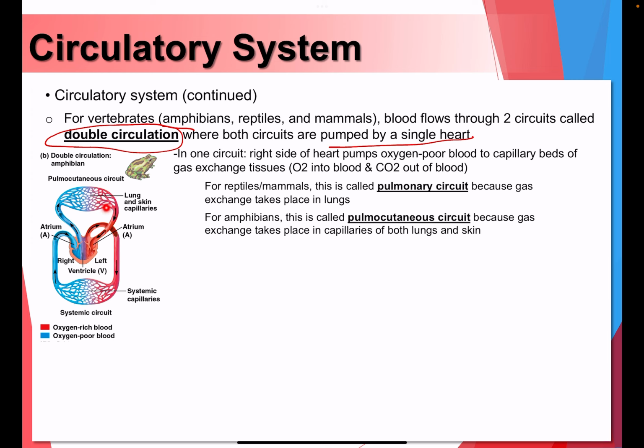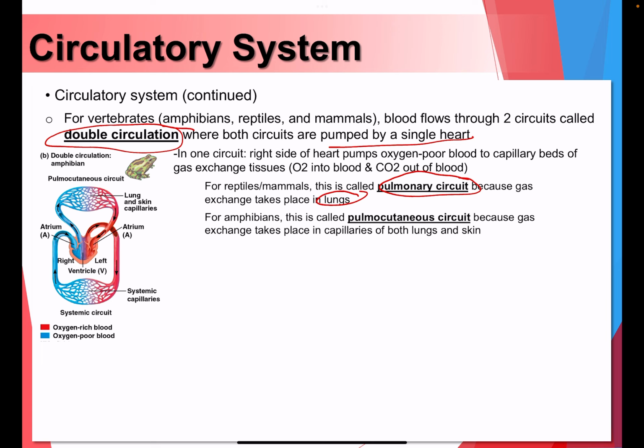Okay, so the one that is for picking up oxygen and dropping off the carbon dioxide is what we call the pulmonary circuit because it's a double circuit, two-loop type of deal. So pulmonary circuit, we call it that because gas exchange takes place in the lungs. Now, that's for reptiles and mammals.